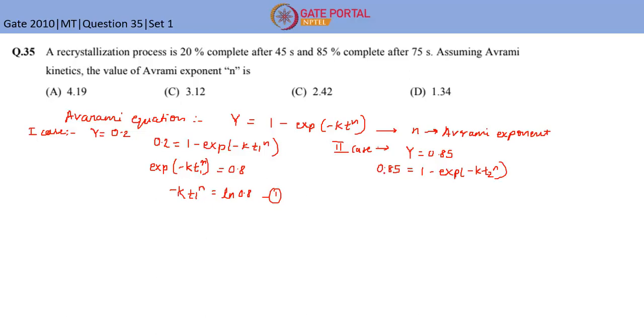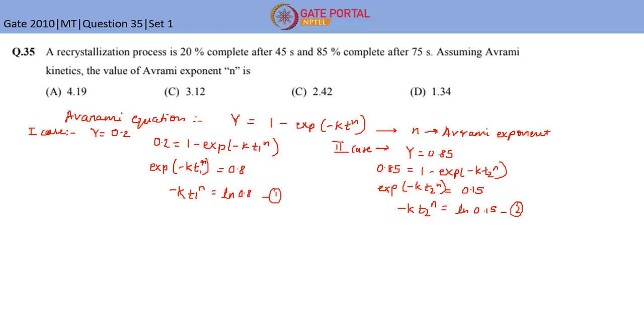Okay, so again simplifying this, we will get exponential of minus k t2 raised to power n is equal to 0.15. Now again simplifying this, k t2 raised to power n will be equal to ln of 0.15. Let's call this equation number 2.